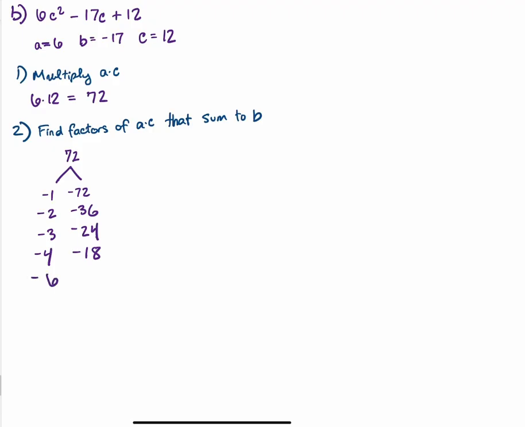It's divisible by 6 as well, 6 and 12. So that gives us negative 18, so we're close. Next one up is negative 8 and negative 9. Those multiply to give us 72, and then when we add them, we get negative 17.